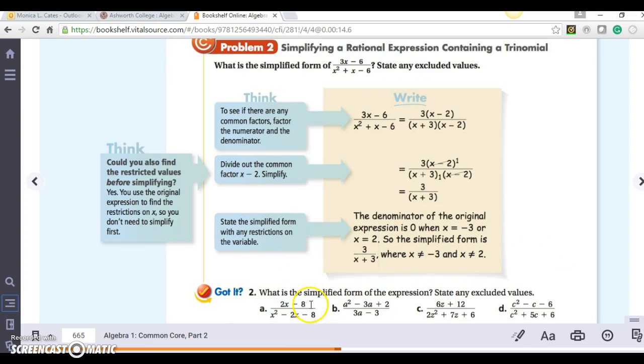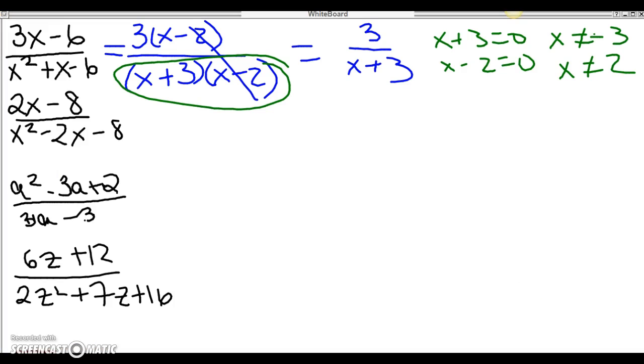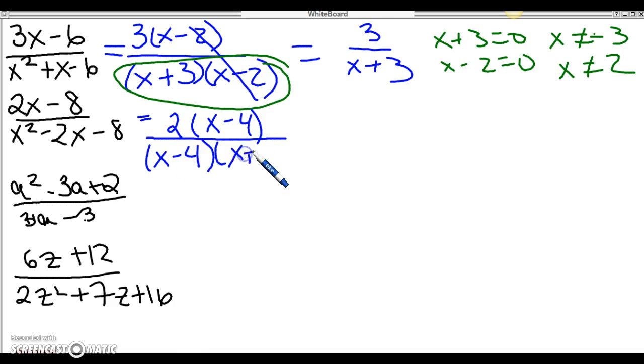So now it says, what is the simplified form of the expression? State any excluded values. Let's start with a. Again, I'm going to look at my numerator first, and I see they have a common factor of 2. So that's 2 times x minus 4. And my denominator is a quadratic, so I can factor out the negative 8. The factors are x minus 4 and x plus 2.